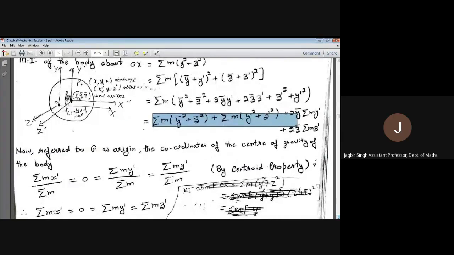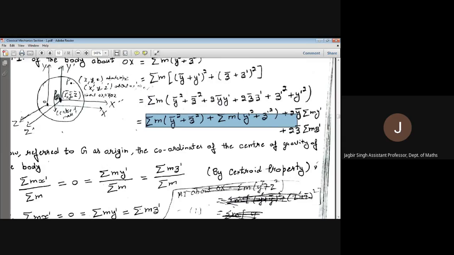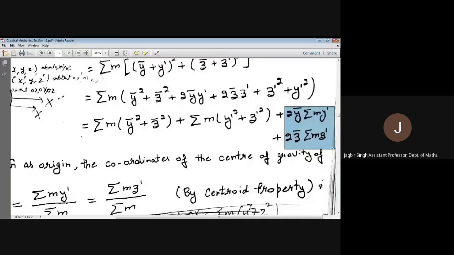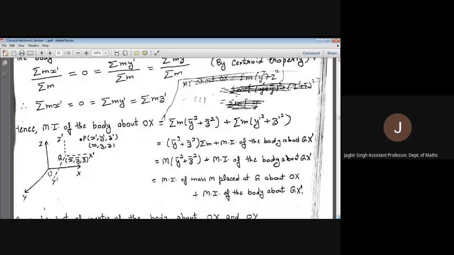Now, we know that G is the center of gravity. So according to the centroid property, summation m x prime will be 0, summation m y prime will be 0, and summation m z prime will be 0. So the last two terms of the previous expression are 0. So what we are having is only the first two terms. Now the moment of inertia about OX is summation m (y bar square plus z bar square) plus summation m (y prime square plus z prime square).